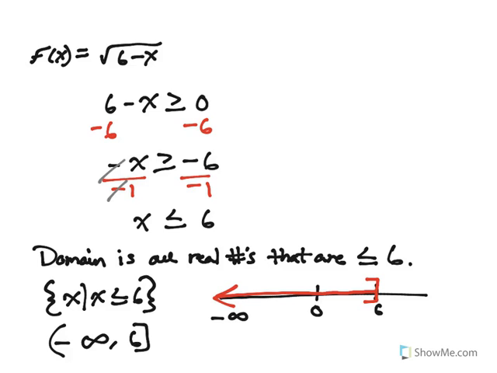So your domain is restricted with radical functions and rational functions. But if it's just a polynomial function or a linear function, then it's unlimited. There's no restrictions at all. And those are the 3 categories that you have to worry about.